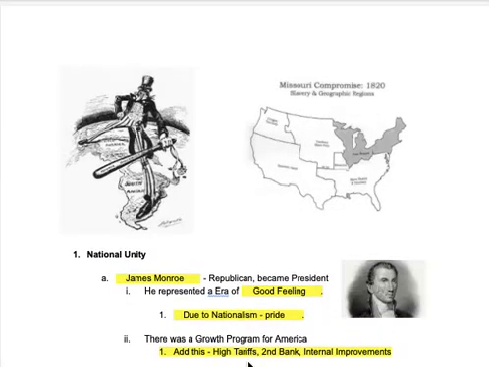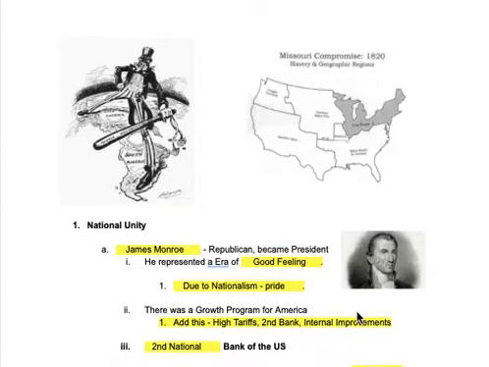There was a growth program in America. We had, and this is something you got to add, high tariffs, so we discouraged buying outside of American goods. We really put heavy taxes on Great British goods like cloth and made American goods cheaper, so we were buying American. We created a second national bank to help reduce our country's debt, and all those internal improvements, like building roads and canals, helped our country expand. It was a good time in America.